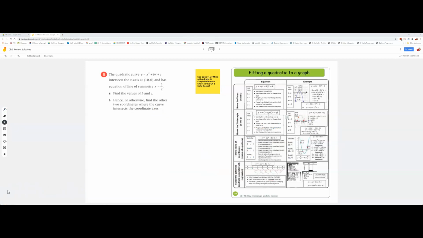All right, number 6, we're asked to take a quadratic curve that's in general form. It intersects the x-axis at (10, 0) and has a line of symmetry at x equals 5/2. Find the values of b and c, and then hence, use the answers from A to find the other two coordinates where the curve intersects the coordinate axes.